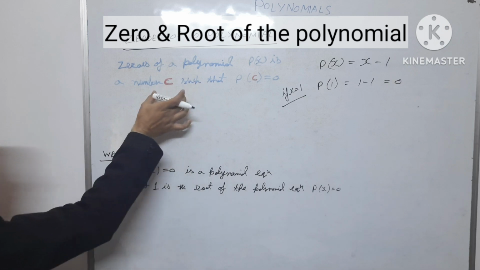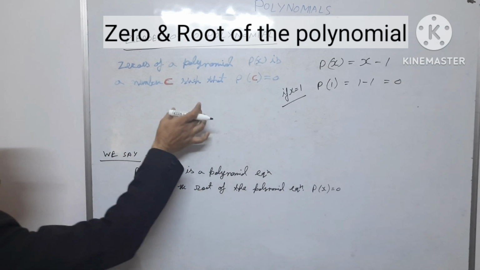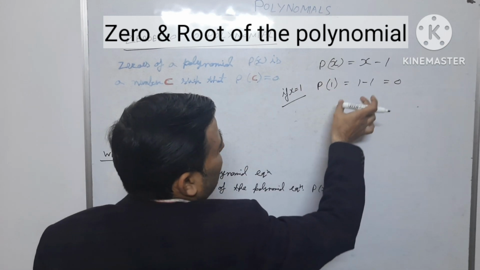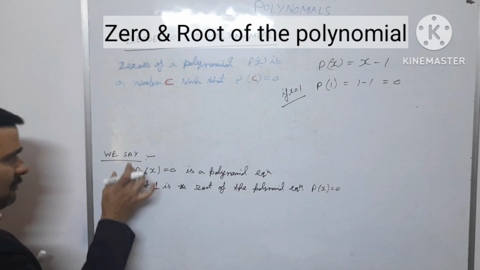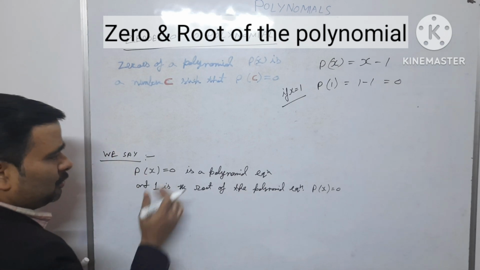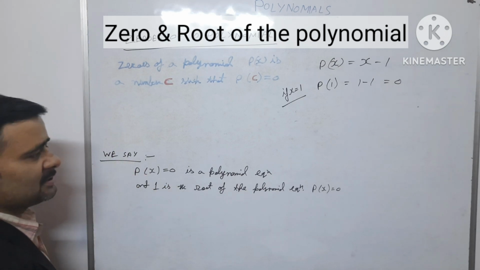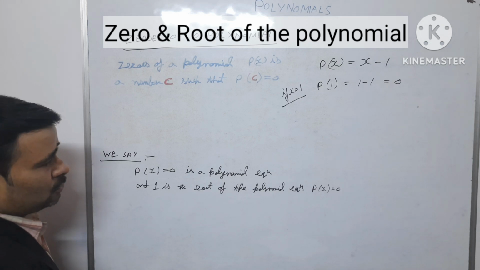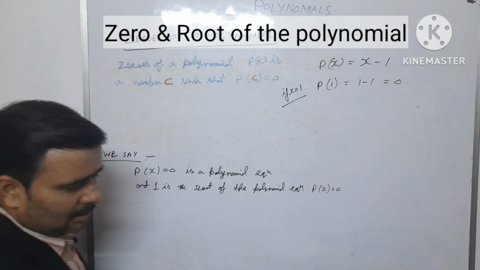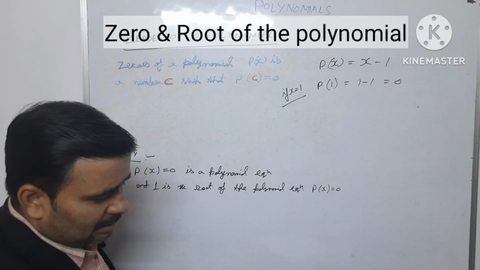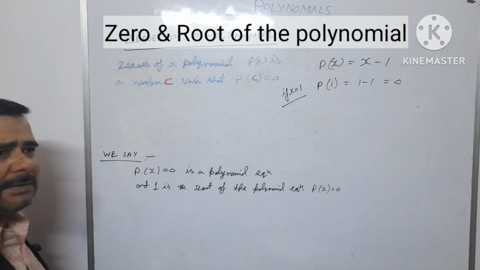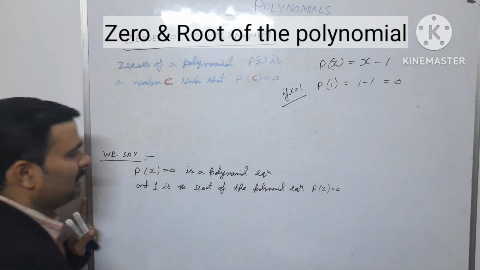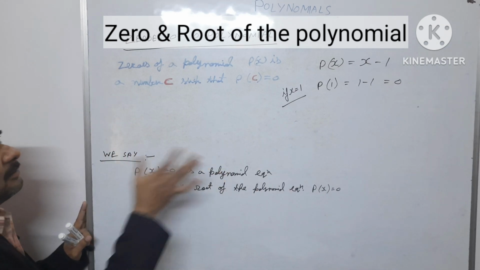So, as we know, a zero of a polynomial p(x) is a number c such that p(c) is equal to 0. If we put that value, we will find the 0. So we can say p(x) is equal to 0 is a polynomial equation, and 1 is the root of the polynomial equation p(x) is equal to 0. If we put any value that converts the whole polynomial to 0, we say that this is the root of that polynomial.